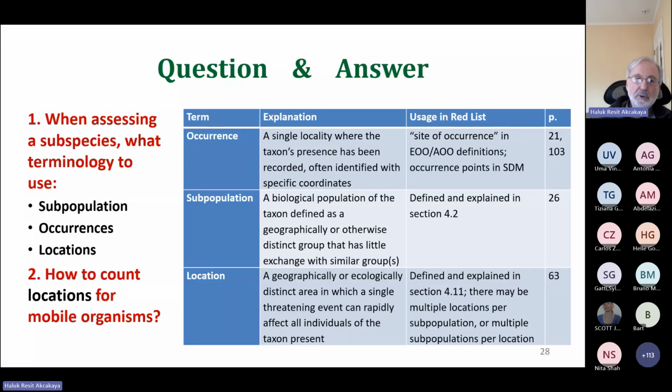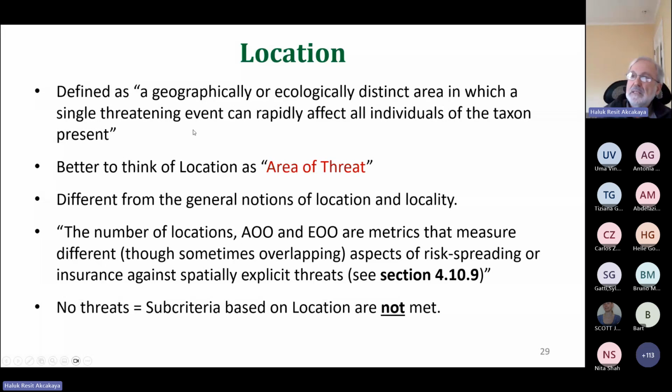Location is very different from this. It's a geographically or ecologically distinct area in which a single threatening event can rapidly affect all individuals. So I'll get to this in more detail now. This is the definition that I just read. I think it's better to think of location as area of threat. And I wish that in 1999, when we were revising the criteria, we had actually renamed it as area of threat as opposed to location, because it has led to a lot of confusion, because the way it is used in the Red List is very different from the general notions of location and locality. So I encourage you to think of it as area of threat, not as location.